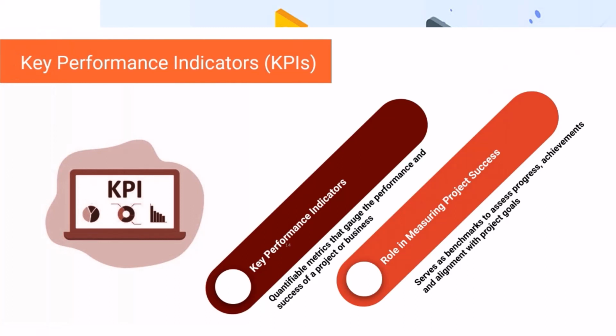Now yes, this is a very important aspect of this discussion. Key performance indicators, KPI. Key performance indicators are quantifiable metrics that gauge the performance and success of a project or business. They are specific, measurable, and aligned with project objectives. KPIs serve as benchmark to assess progress, achievement, and alignment with project goals. They provide a clear and objective way to measure the success or effectiveness of project or initiative. So this is the basic about KPI.